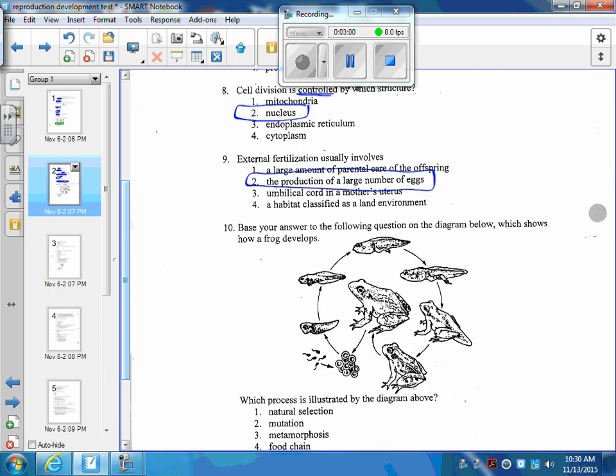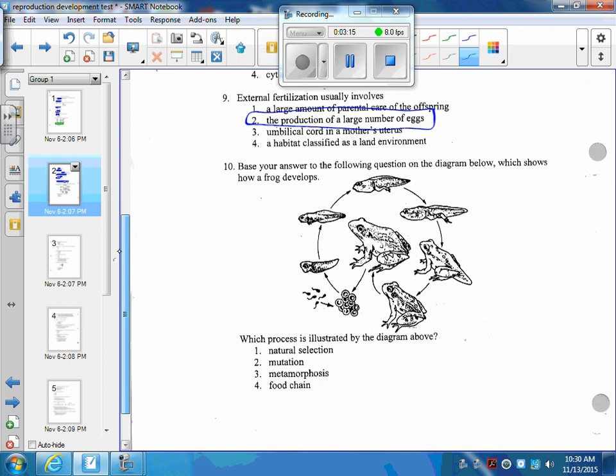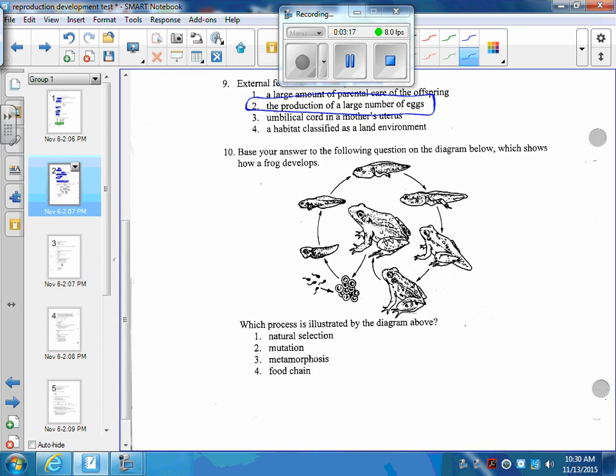Base your answer to the following question on the diagram below, which shows how a frog develops. Egg. Then you get the little tadpole thingy, and it continues to develop until you finally have a frog. Which process is illustrated? Well, you're getting a life cycle. The change in the development of an organism that changes drastically is called metamorphosis. Let's go to the next page.